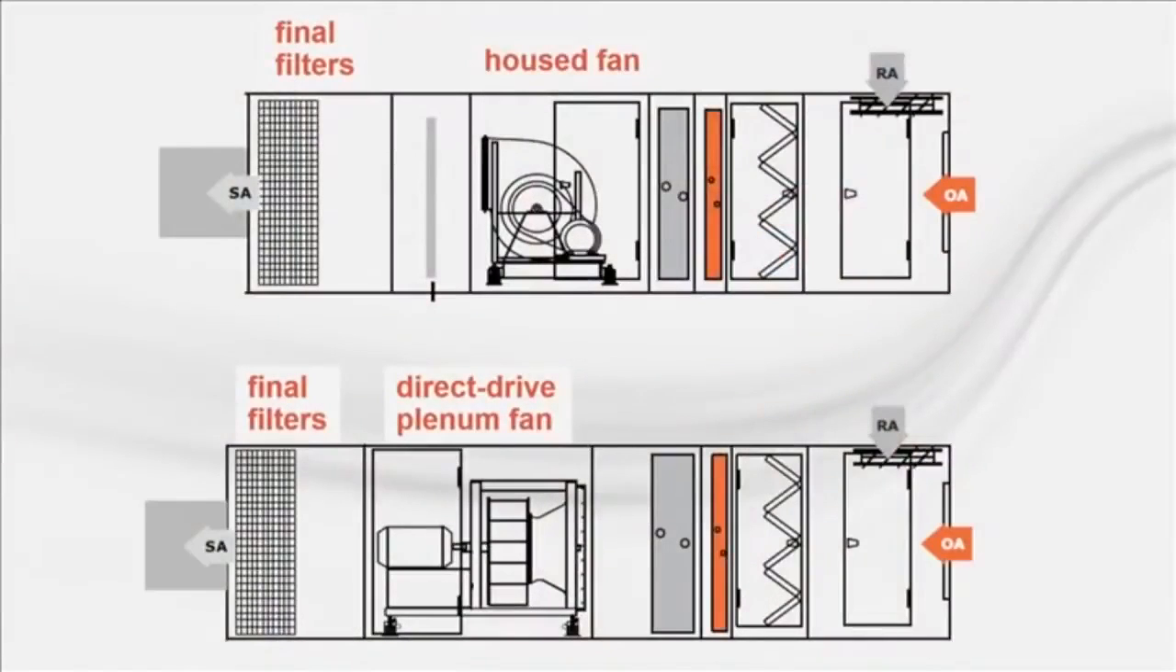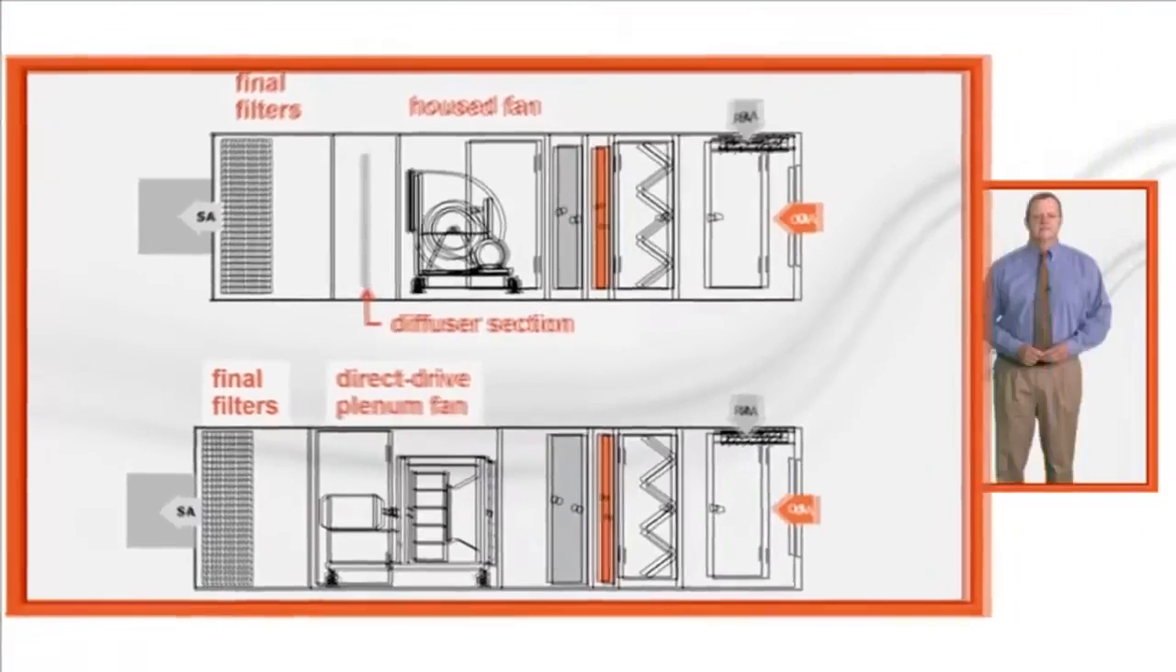In some applications, final filters are included as the last section in the air handling unit. When a house fan is used, a diffuser section must be added downstream to provide even airflow through the final filters. This is not a requirement for a plenum fan, since it pressurizes the surrounding plenum. This provides even airflow through the filters with minimal downstream distance.